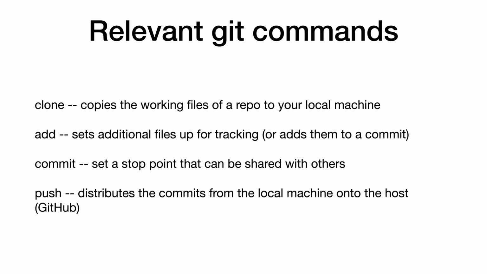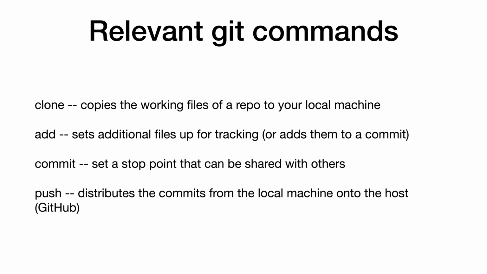A commit is basically a stop point. It's a point that you can look at, a historical waypoint, basically. It's something you can go back to. And a commit is also where we store the metadata, so it tells you what exactly was done in that particular set of changes. And then push basically takes all of the commits on your local machine and pushes them to the host.